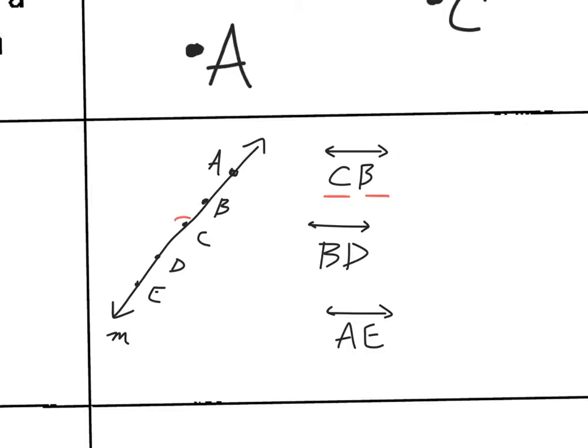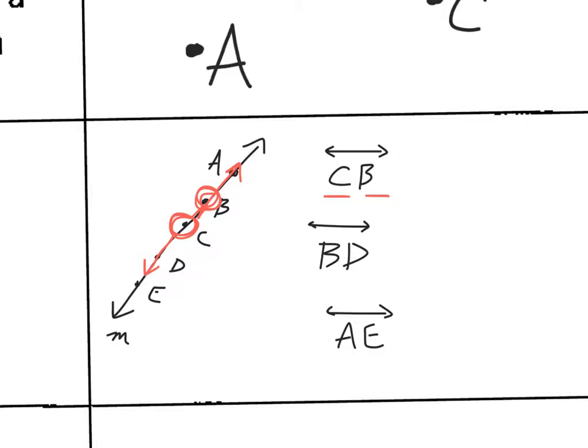So I am saying I'm going to start at C and extend towards B. So I'm going this way. But remember, by definition of a line, it also extends that way. This will matter when we start building other terms like rays and segments and things like that. When we start building other terms, this will come into play.